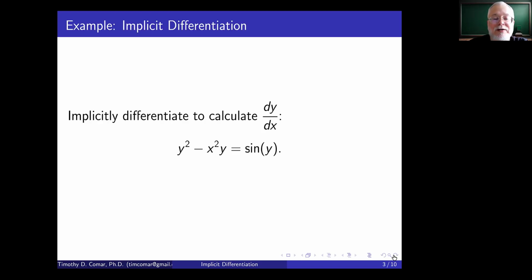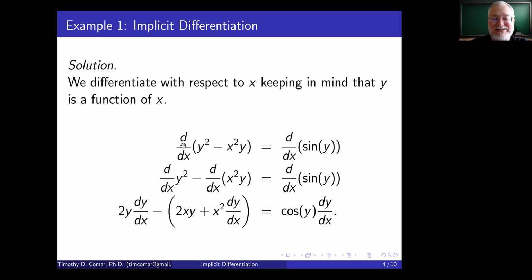So in the first case, we are going to use implicit differentiation to calculate the derivative dy/dx from this equation here, y squared minus x squared y equals sine of y. So first thing we do is we differentiate both sides of the equation here. And I'm using this operator notation over here to remind us that we are differentiating with respect to x, and later on writing the derivative in the Leibniz notation so that we can remember that y is a function of x and the derivative is a function of x.